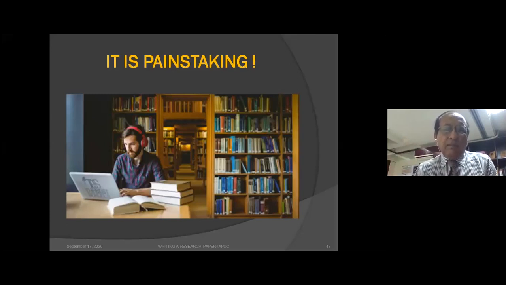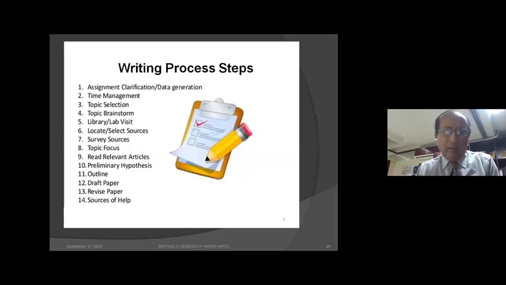Writing process steps. Once again, in another's opinion, the assignment clarification, that what has to be done, should be very clear, or the generation of data, you can say in other words. Management of time is important when we are time tight. Selection of topic out of the big data available, brainstorm, think about it, visiting libraries. Now we have online libraries available also through your laptop, and sources should be selected, and the topic should be finally finalized.